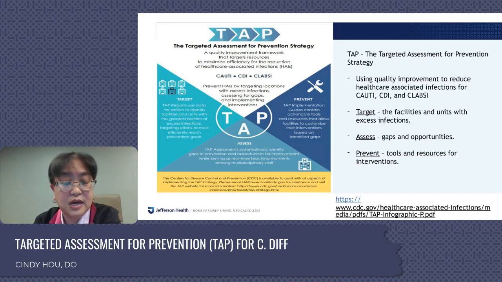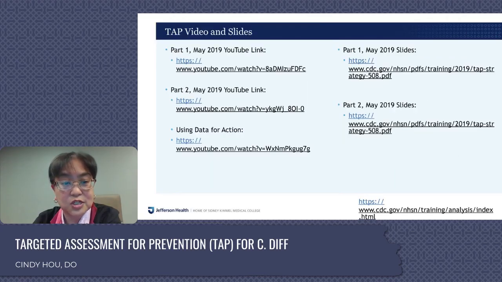Assess is really looking at gaps and opportunities, and that's something that we're currently looking at. And then prevent is based on the assessment results, what are the tools and resources that you can use for interventions. The CDC has lots of different links. I will say that they have posted different materials onto YouTube, such as the technicalities that have to deal with looking at the National Healthcare Safety Network, or NHSN, descriptions of how to go into different sections, and it gets very technical. And that's why I've just provided some of the links here, and they refer to videos from 2019.